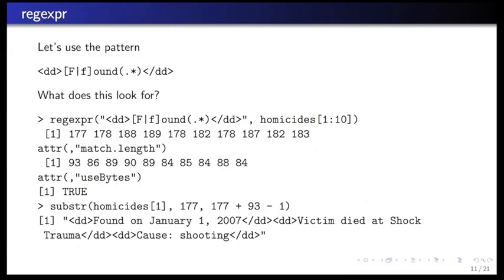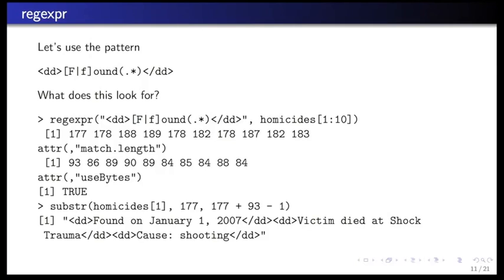So what does this find? I can call regexpr with this pattern here. So found and then anything. And I'm just going to do it on the first 10 elements of this vector. So what it does, it returns an integer vector here. There's 10 elements here. All of the elements in the character vector matched this pattern because they all have a date associated with them.